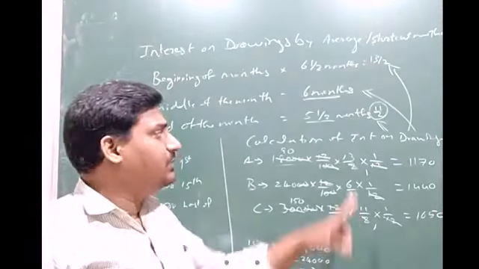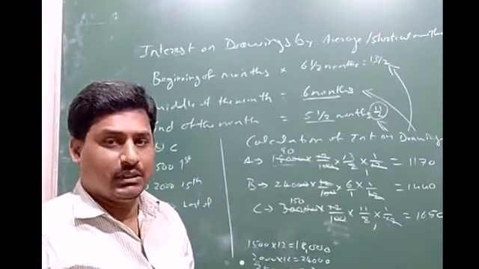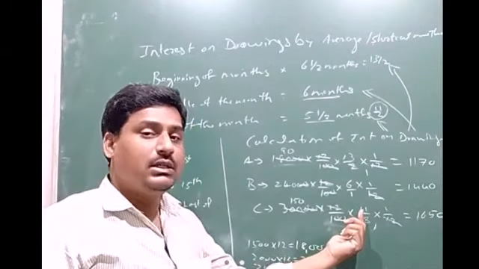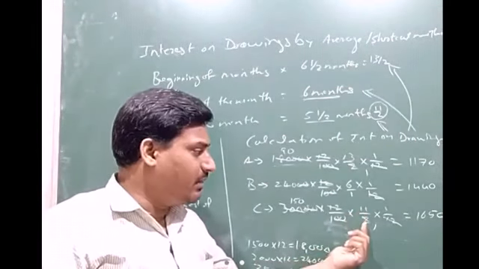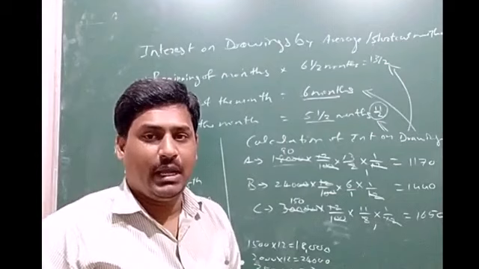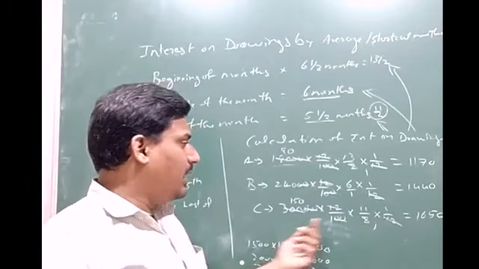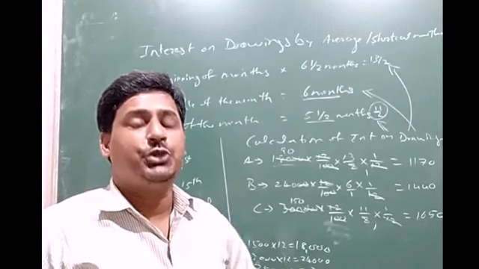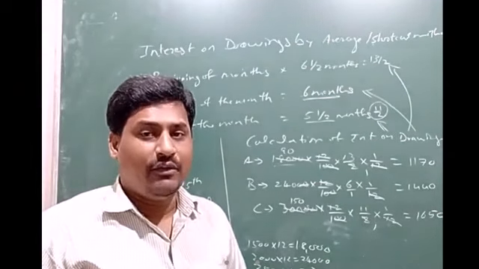And last, C has withdrawn the amount on the last date of every month. So the average period comes to 5.5 months. So 30,000 into 12 divided by 100 into 5.5 months, that is 11 by 2 into 1 month, 1 divided by 12. So that comes to 1650. So this is the shortcut method or average period method.